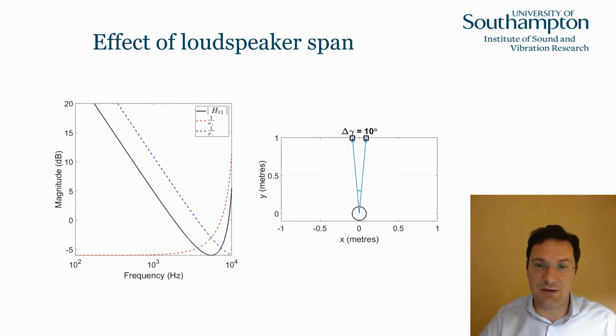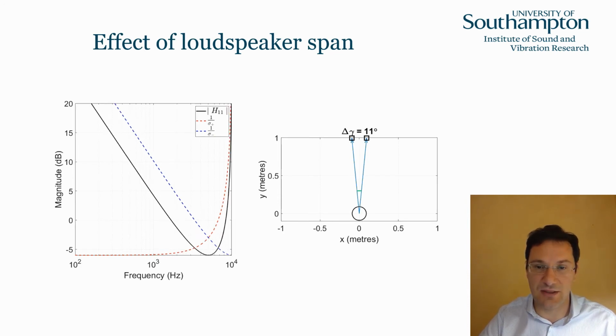So what you can see here is that when the span is very small, just 10 degrees, the filters require a lot of energy at low frequencies to compensate for the inefficiency of the out-of-phase mode. We have a region here close to where the two modes have similar efficiency, where the frequency response of the filters has a very small magnitude, and then the magnitude rises again to compensate for the inefficiency of the in-phase mode.